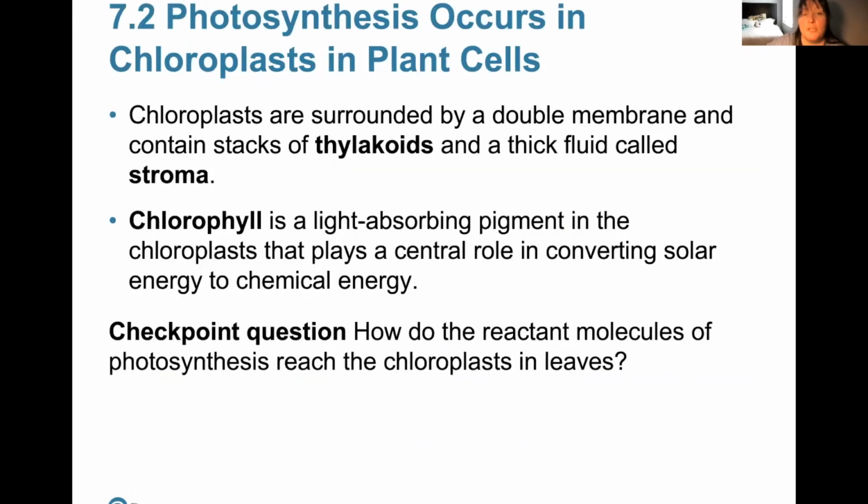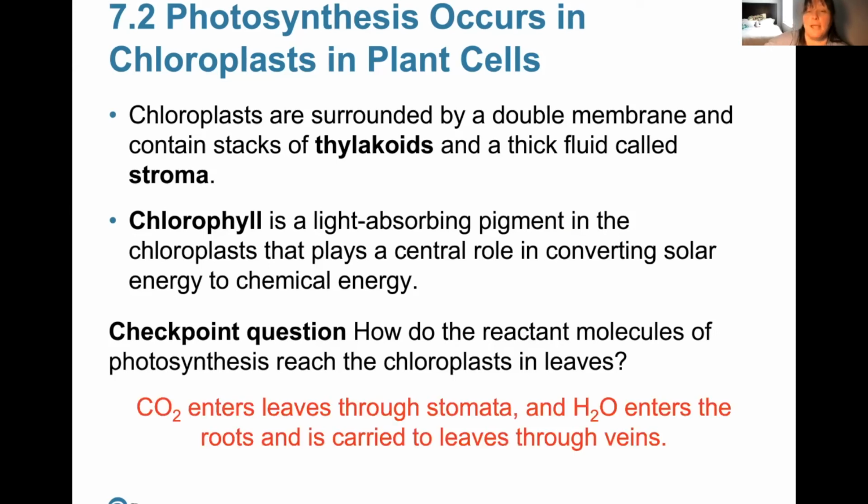Just some nifty pictures. Now the chloroplast is where all this stuff is happening. It has these things called thylakoids, and I have to say that very slowly because, if you remember my dyslexia, I had always flipped the L and A, and it wasn't until one of my students pointed out that I was constantly saying it wrong that now I'm making a very big effort to say the word right. So thylakoids, and a thick fluid called stroma. We're going to have a picture in a second. Chlorophyll is the light-absorbing pigment in the chloroplasts that makes all this stuff happen.